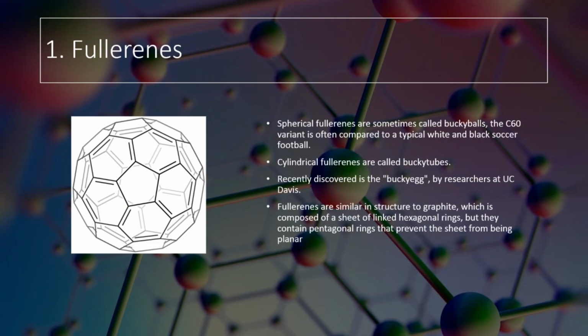Fullerenes. Spherical fullerenes are sometimes called buckyballs. The C60 variant is often compared to a typical white and black soccer football. Cylindrical fullerenes are called buckytubes. Recently discovered is the Bucky-X by researchers at UC Davis. Fullerenes are similar in structure to graphite, which is composed of a sheet of linked hexagonal rings, but they contain pentagonal rings that prevent that sheet from being planar.